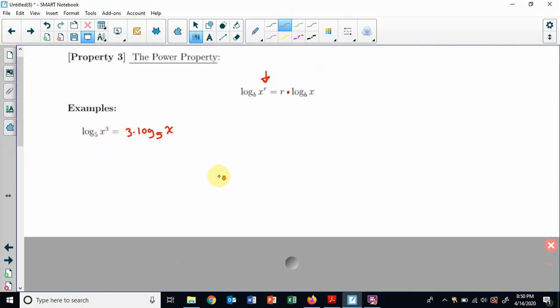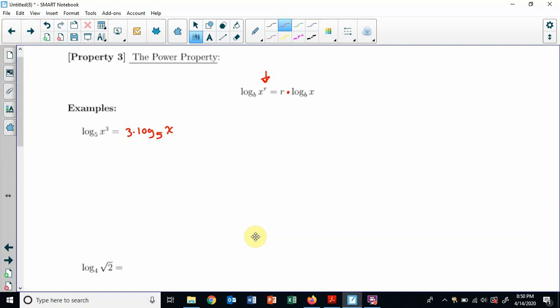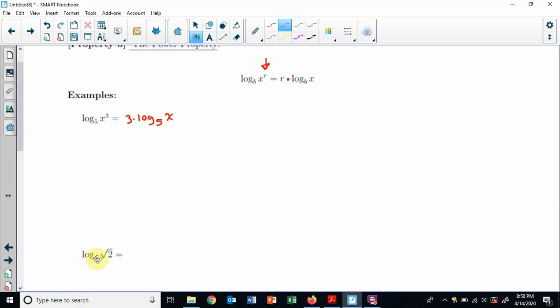So let me show you an example maybe where it's a little more useful right off the bat. Log base 4 of the square root of 2. That's kind of messy, right? And you're like, well, we don't know how to simplify that, but you actually do. Remember something.